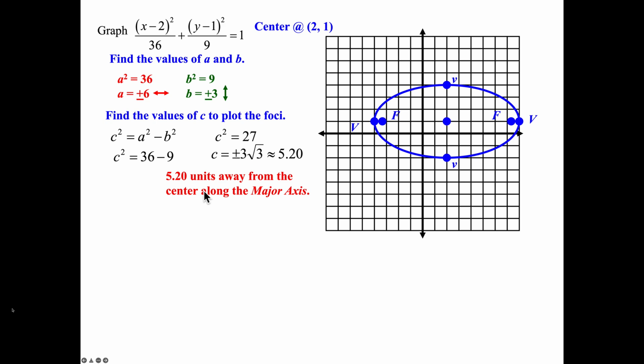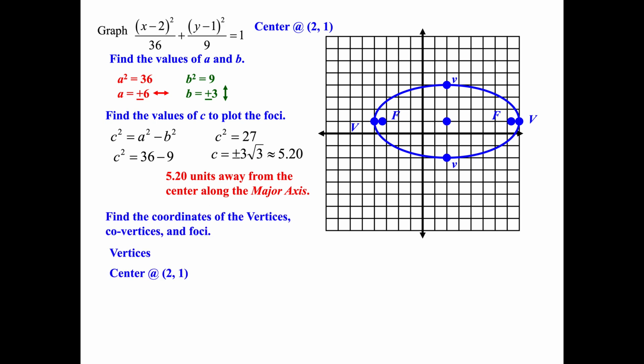Now, it's a little bit different here when finding the coordinates. You still start with the center. But now when you put that plus or minus 6 underneath the x, you can't write it as 2 plus or minus 6 comma 1. You have to write this as 2 separate points. We can simplify 2 plus 6. It's 8 comma 1. 2 minus 6 is negative 4 comma 1. The y coordinate doesn't change.